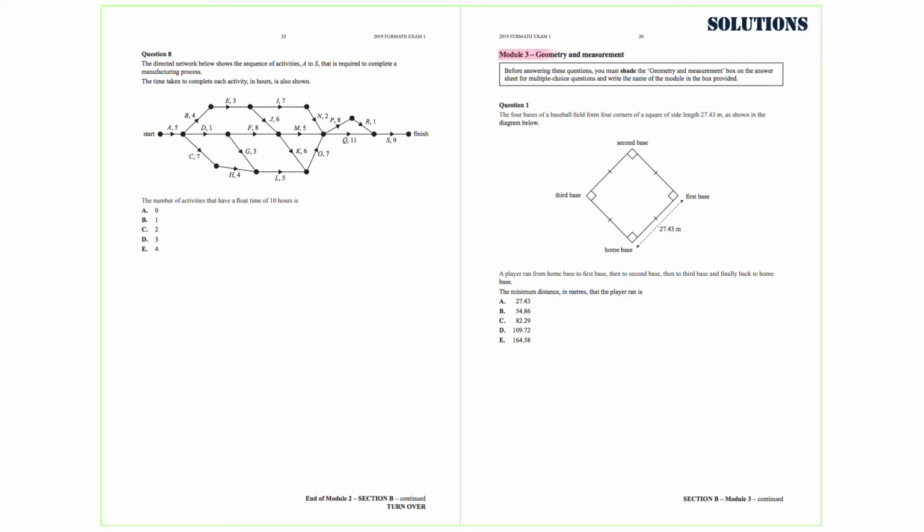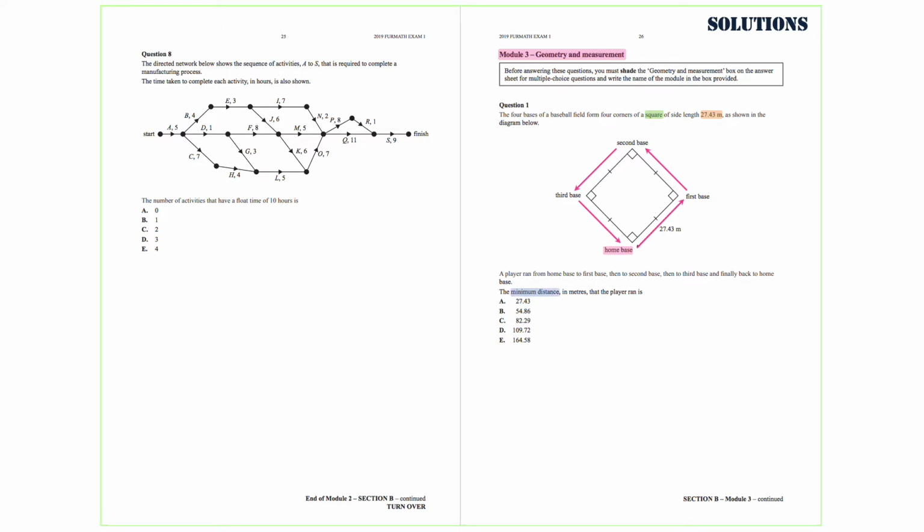Module 3 Geometry and Measurement. Question 1. The four bases of a baseball field form four corners of a square of side length 27.43 meters, as shown in the diagram below. A player ran from home base to first base, then to second base, then to third base, and finally back to home base. The question is asking for the minimum distance in meters that the player ran.